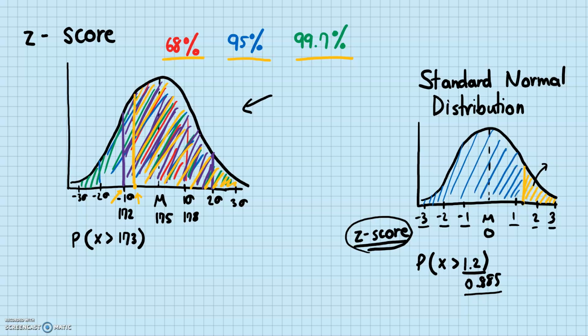So if you're finding the value for a z-score of 1.2, it's going to tell you the area to the left of that. So to get the area, the yellow area here, the area to the right, you just need to do 1 minus that. Okay, and that's going to be 0.115. So using the z-score, you can find the area under the curve. Let's try a few other examples.